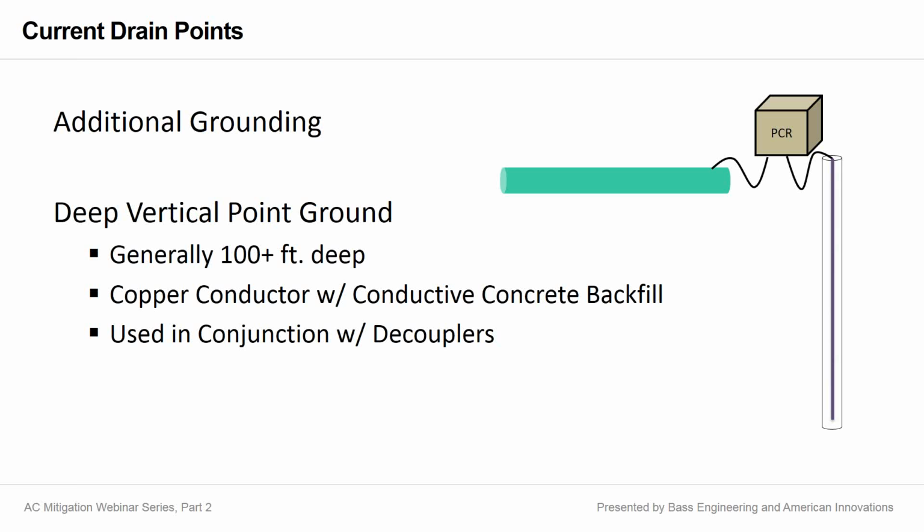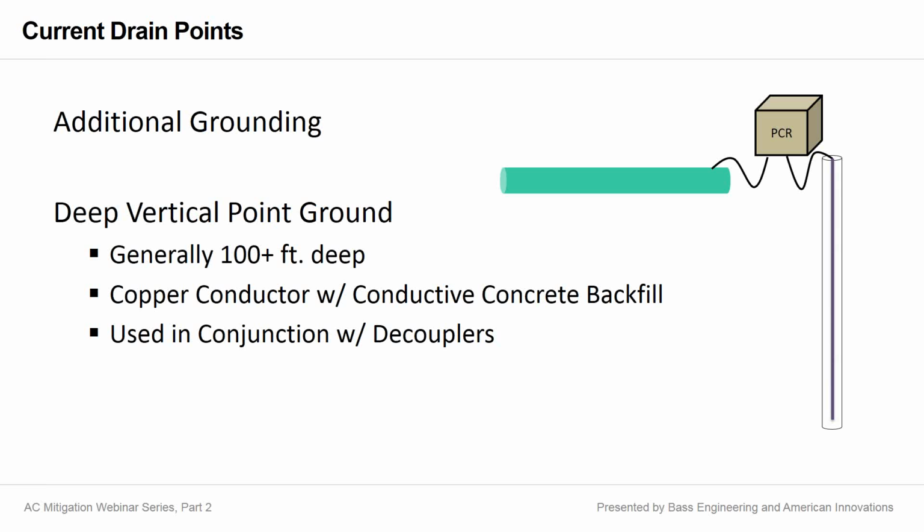So in this case, we're going to drill a hole in the ground. Generally, they're going to be in excess of 100 feet. We would use a copper conductor in that hole and surround that copper conductor with a conductive concrete backfill. The conductive concrete backfill does a couple of things for us. Obviously, it does provide additional conduction for our central grounding cable. It also provides intimate contact between that grounding cable and the surrounding soil, and it gives us the additional option of providing groundwater protection as a part of that.